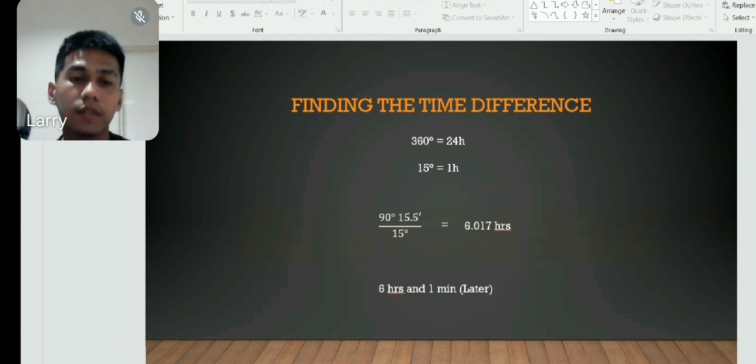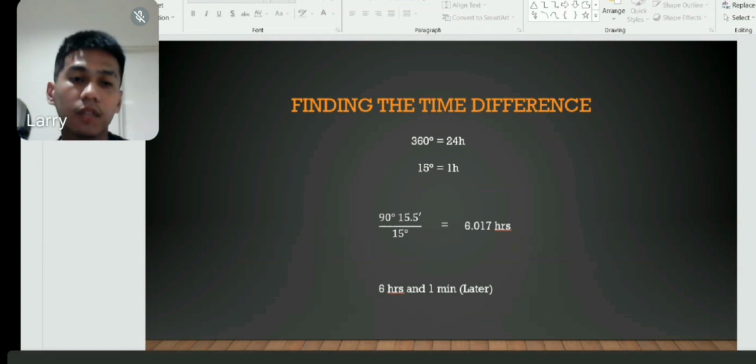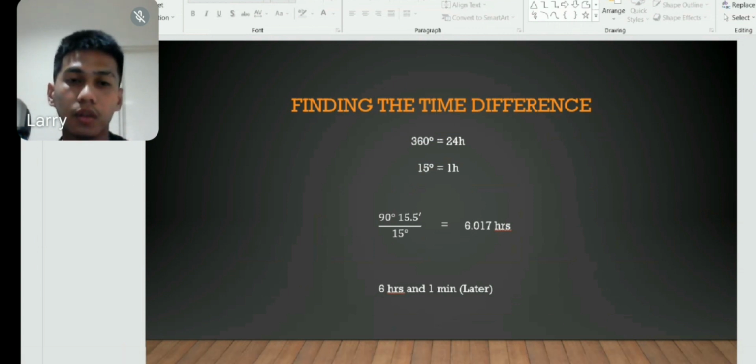After that, we must find the time difference. 360 degrees is equal to 24 hours, so therefore 15 degrees is equal to 1 hour. So 90 degrees 15.5 minutes divided by 15 degrees. If you input that in your calculator, you will get the result of 6.017 hours. Let's just say that is 6 hours and 1 minute later.